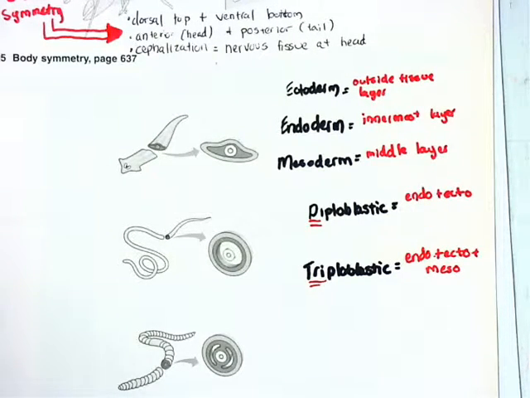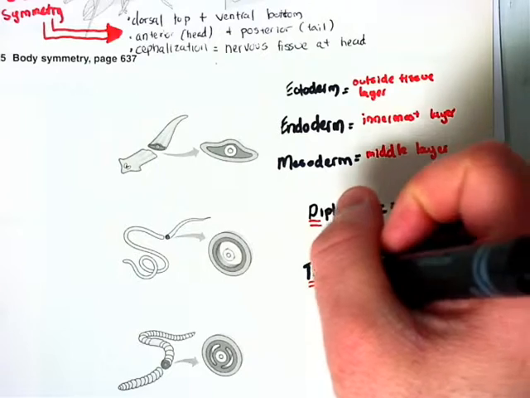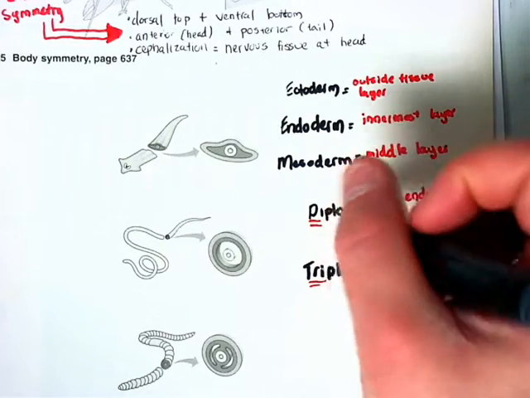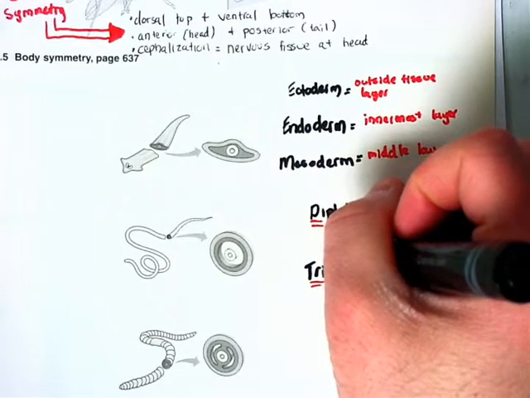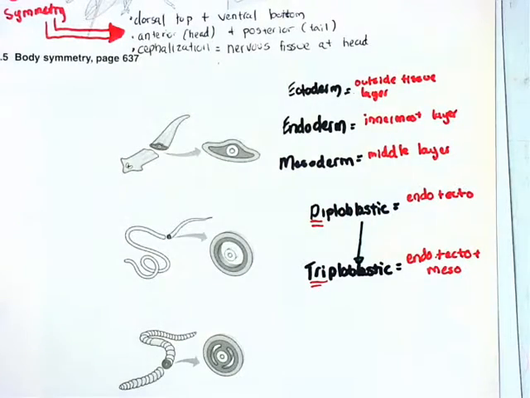Now, as you could guess, diploblastic creatures would be pretty old school style, and triploblastic would be a newer approach. So your lesser evolved creatures would be diploblastic, and the more evolved creatures would be triploblastic. I don't know why I drew that arrow there, but that's the trend, to become more triploblastic.